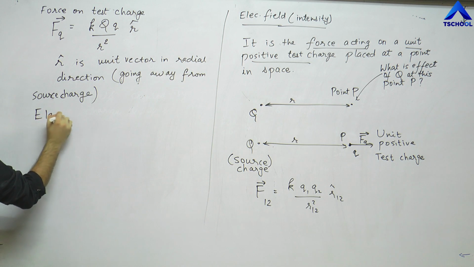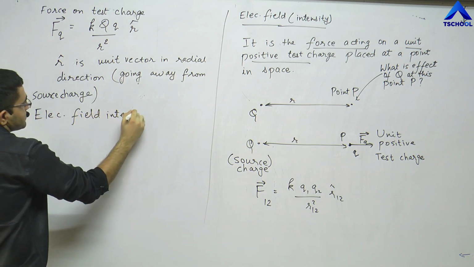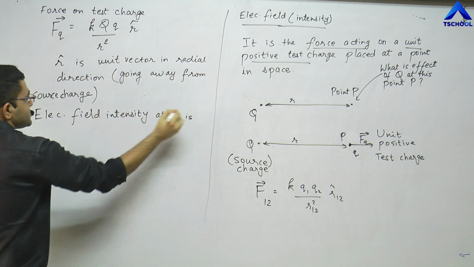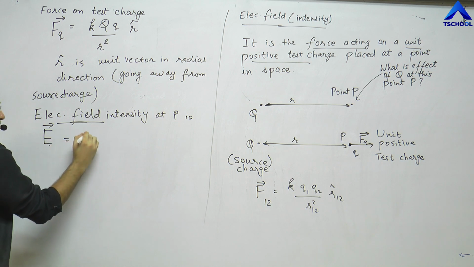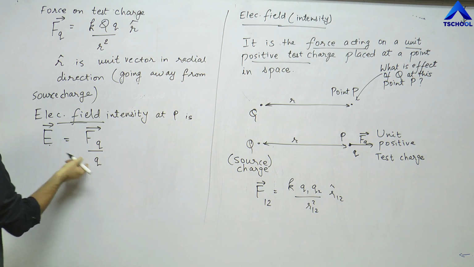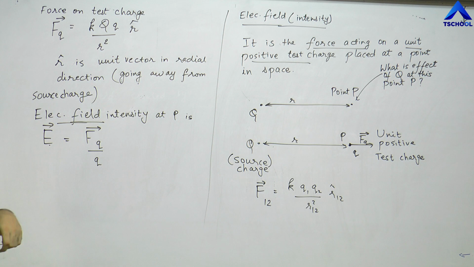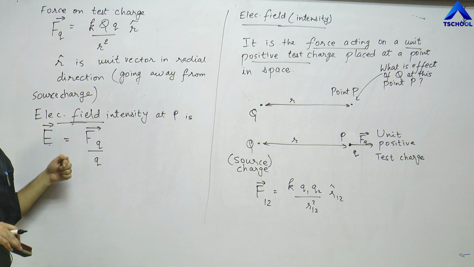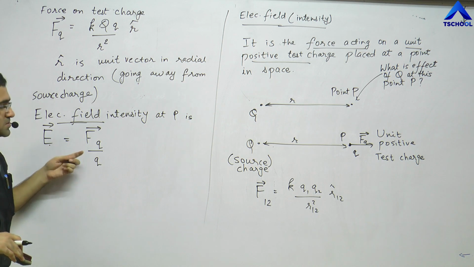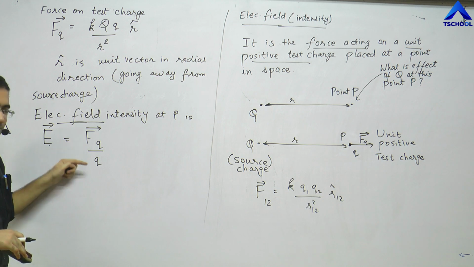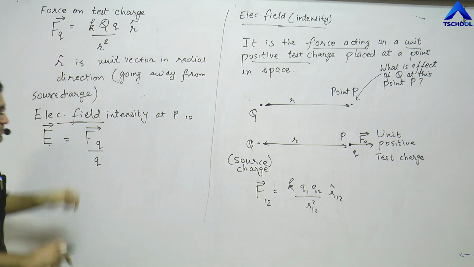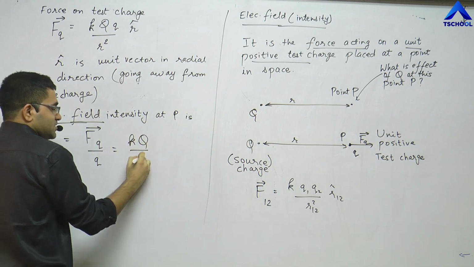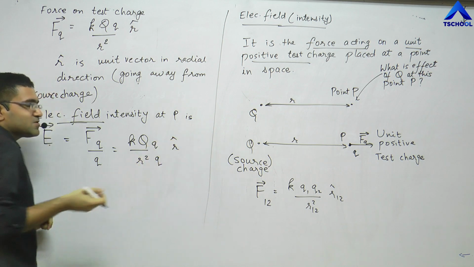You could say that the electric field intensity at P is E vector, that's the symbol of electric field intensity, is equal to F_Q vector divided by q. Why so? Again, read this, it tells you the same thing. This is force acting per unit positive test charge, right? So this is force acting on the test charge, per unit positive test charge. What we are basically doing is, if we divide this force by q, we are going to cancel the term q in the calculations, as you can see over here.